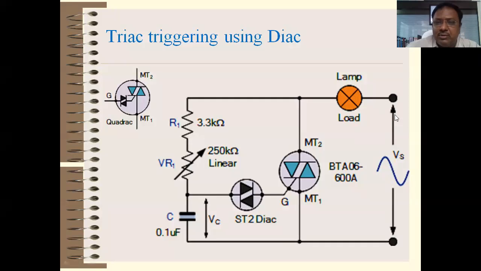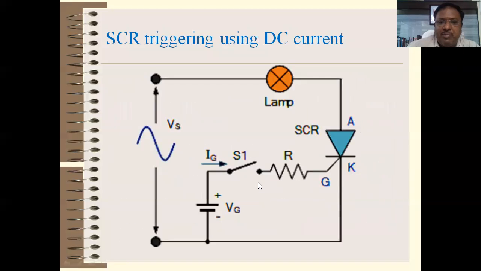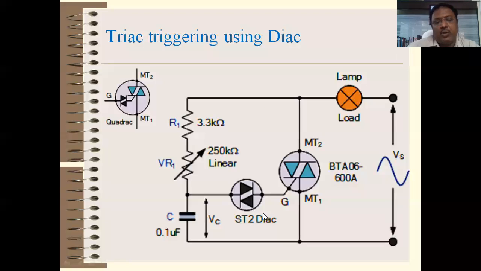So the supply voltage, that is the AC voltage, is applied to the triac between MT2 and MT1, and the gate is connected to the diac circuit. This is actually a switch. If you see the previous diagram, S1 is connected. So this S1 is replaced with the diac only.